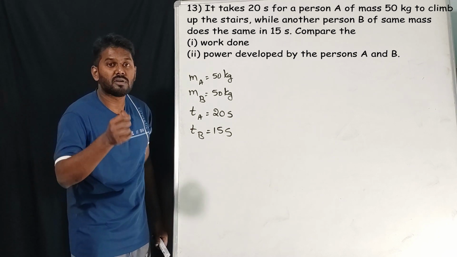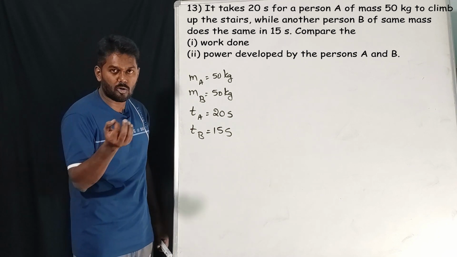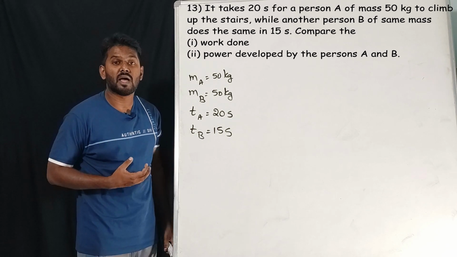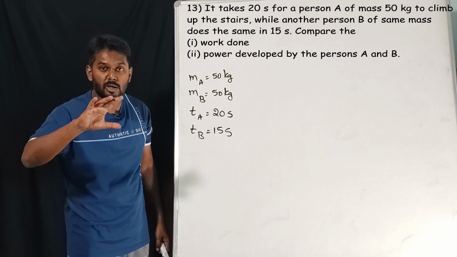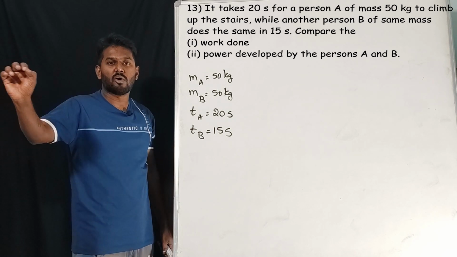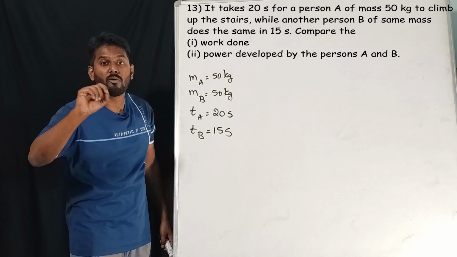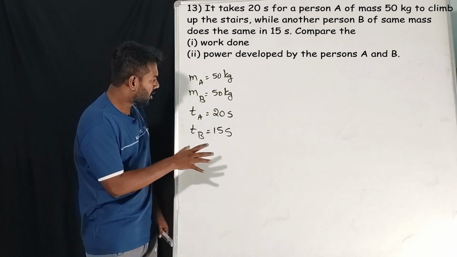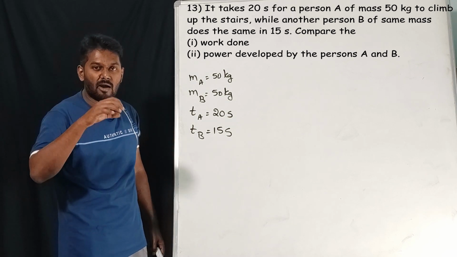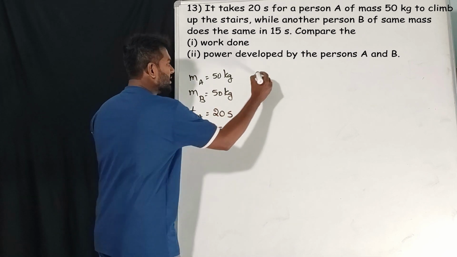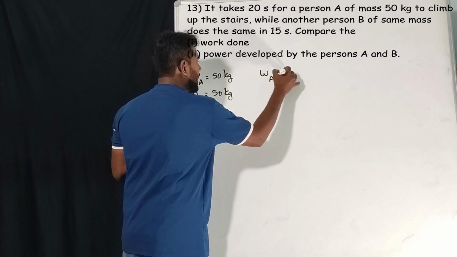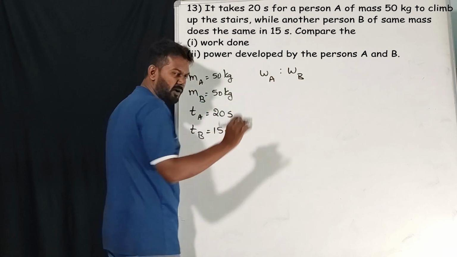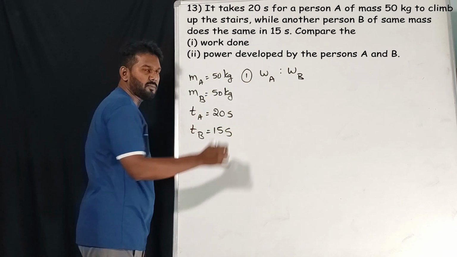Listen, whenever the word compare comes in the question, that means we have to find the answer in the form of ratio. Keep that in mind. Okay, note it down somewhere. That compare means you have to find the answers in terms of ratio. So first, we have to find the work done. We have to compare the work done. So that is nothing but work A is to work B we have to find. This is the first task.